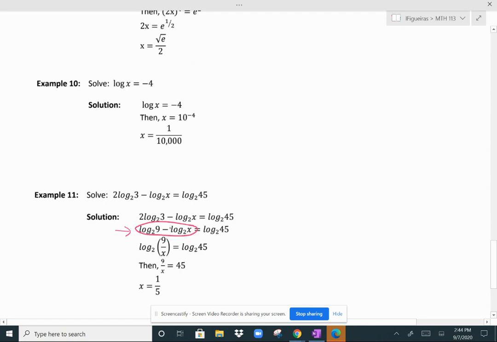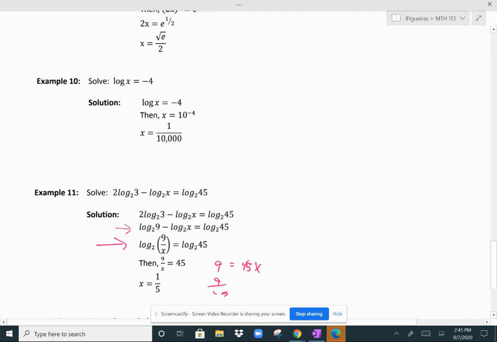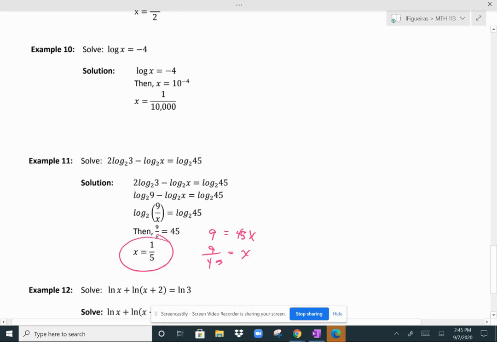The difference of these logarithms becomes the logarithm of a quotient. So I have log base 2 of (9 over x) equals log base 2 of 45. And so then you can ignore the log base 2's on both sides. You get 9 over x equals 45. And if you cross multiply, you'll get 9 is 45x, and then divide by 45. So x is 9 over 45, which means if you simplify, you get x is 1/5.